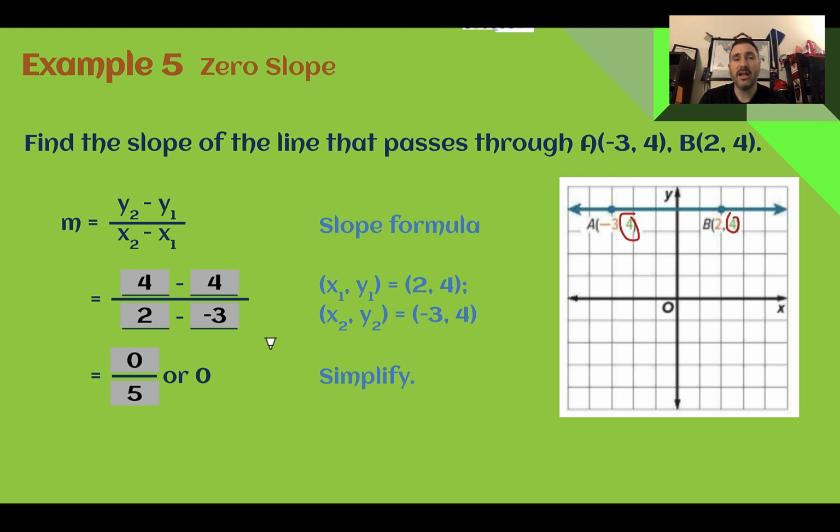If we have 0 divided by anything, you have 0 items out of the 5 that you need, you have nothing, you have 0. So if we have a horizontal line, it did not change going up and down at all, we have a 0 slope. So if we have a horizontal line, our slope is going to be 0.